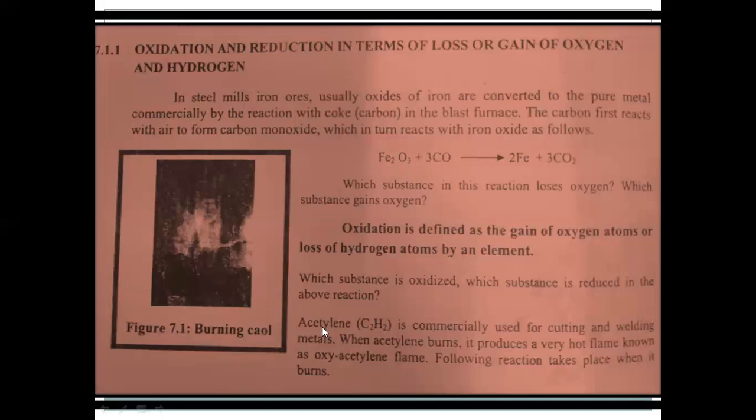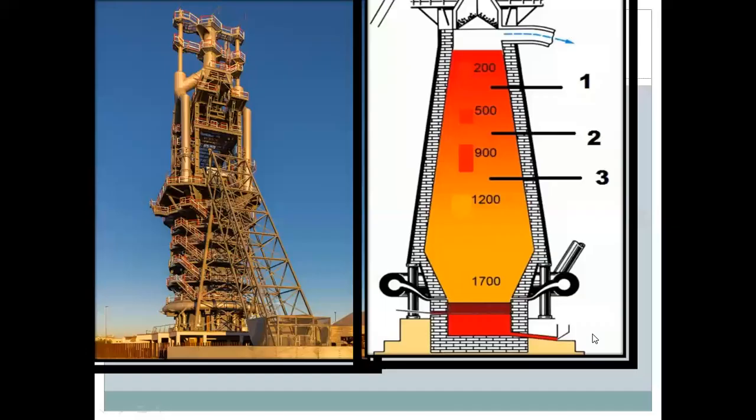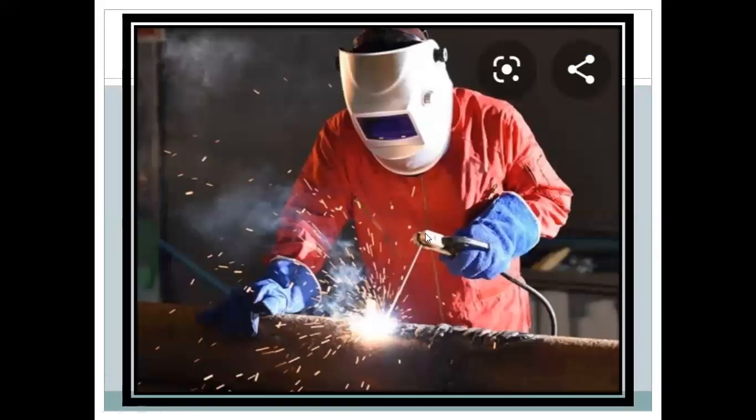Coming toward the second example, acetylene. The formula is C2H2. It is commercially used on a large scale for cutting and welding. You can see this flame. This is called oxyacetylene flame, and this flame is at a very high temperature. This temperature can even melt metals, and then those metals can be welded, or they can be cut. You can cut it or you can weld it, like repair it. So this special type of flame, called oxyacetylene flame, is used for this purpose.